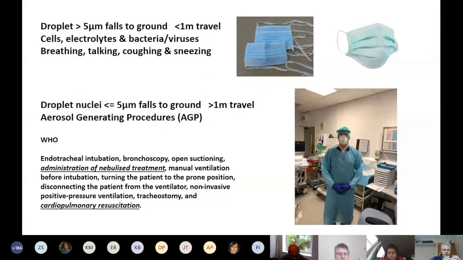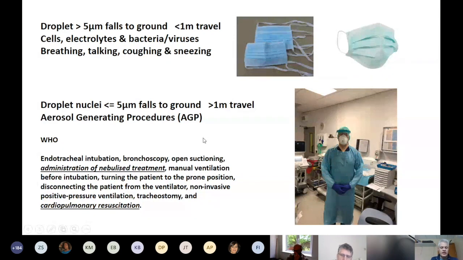Just talking a bit about aerosolization now. Droplets are defined as particles that are greater than 5 micrometers, and these will fall to the ground under the effect of gravity, so they'll only travel less than a meter by definition. They consist of cellular material and electrolytes from our airway, and then various bugs. Of course, we generate these from breathing, talking, and particularly coughing and sneezing. Surgical face masks are fairly useful in this situation to prevent us from spreading droplets, and also if you're wearing one and somebody coughs at you, the droplets won't get in.